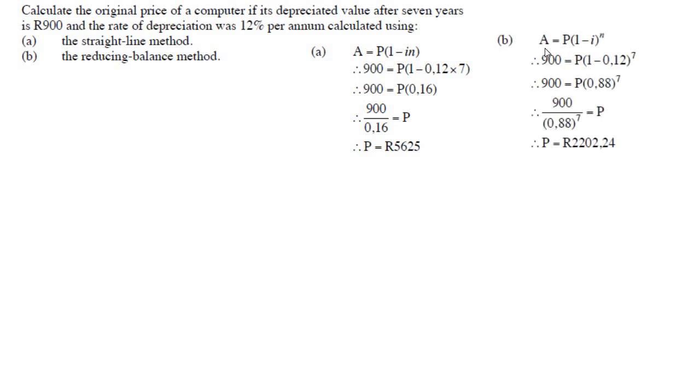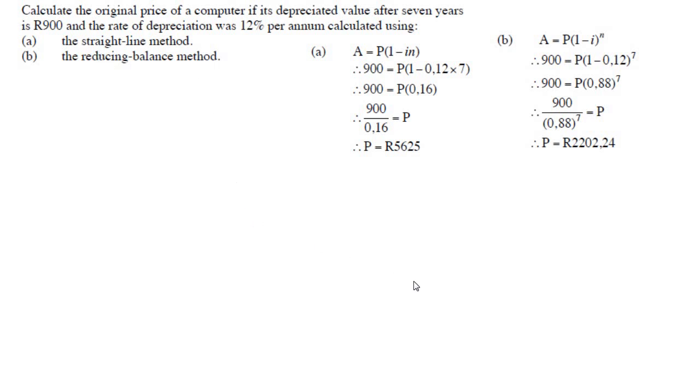What about reducing balance? You do exactly the same thing. The money you end up with, but now it's a power. So you go 1 minus 0.12 to the 7th power. Just put that in your calculator. P is being multiplied by this, so you have to divide 900 by it, and you get, wow, a lot less money with depreciation at 12%. When it's reducing balance, it really starts losing money. And that's the usual one in matric exams, the reducing balance method.